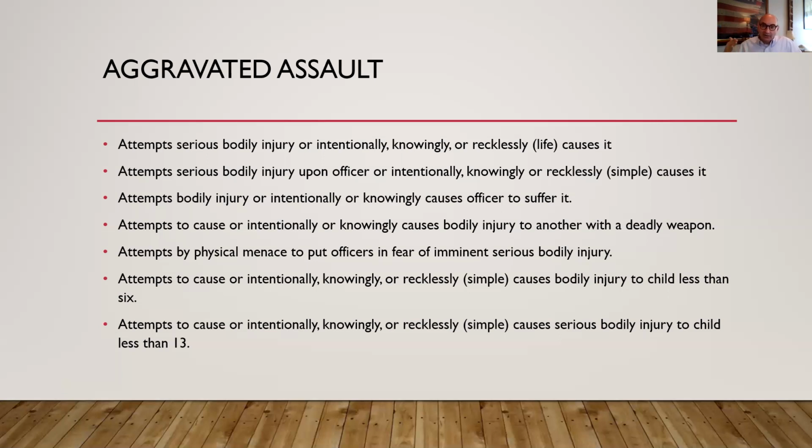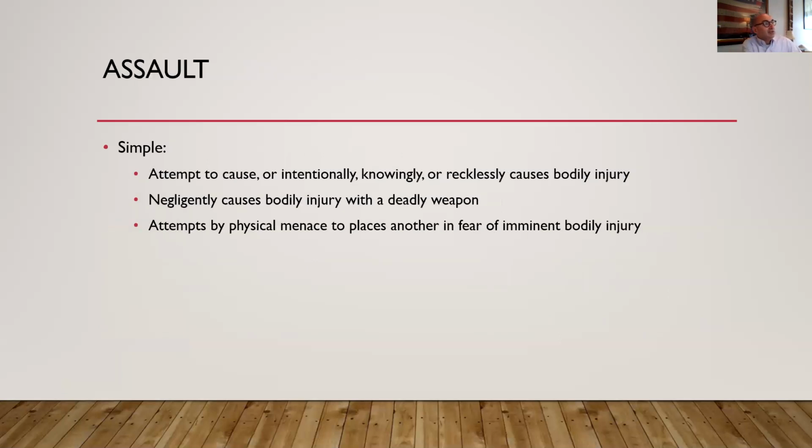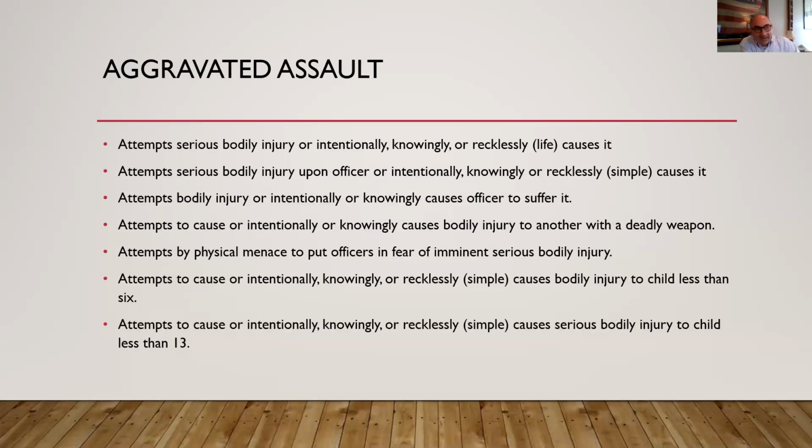You're now at the level of aggravated assault. Whereas if it's not an officer, we'll remember from this last slide, this is attempts to cause, intentionally, knowingly, or recklessly causes bodily injury. That's not of an officer. So you go from simple to aggravated based on the identity of the offender. You attempt to cause or intentionally or knowingly cause bodily injury to another with a weapon.